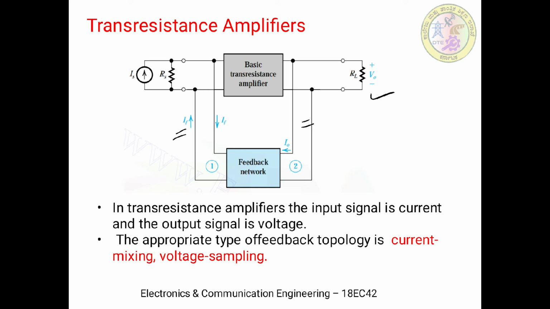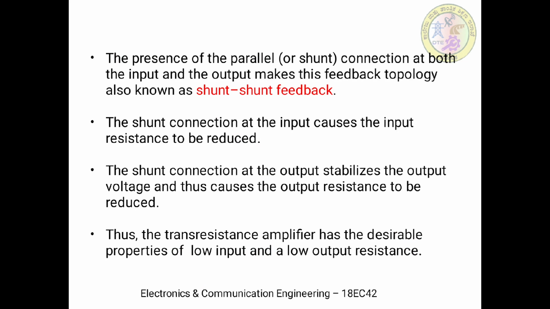So the appropriate feedback topology for this trans resistance amplifier is current mixing and voltage sampling. Why? Because at the input, current is being mixed with the input source Is, but at the output, the output voltage V0 is being sampled. And also by observing the connection, both at the input and output we have the parallel or shunt connections. So this topology is identified by the name shunt feedback, indicating that both at the input and output we have the parallel connection.